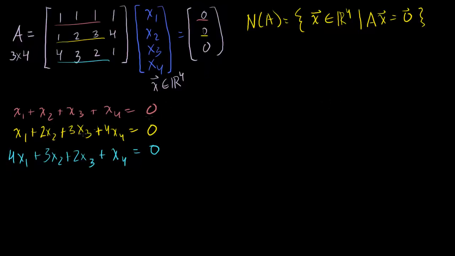Now, we've figured out the solution set to a system of equations like this. We have 3 equations with 4 unknowns. And we can do that. We can represent this by an augmented matrix and then put that in reduced row echelon form. So let's do that. So I can represent this problem as the augmented matrix with rows 1, 1, 1, 1; 1, 2, 3, 4; and 4, 3, 2, 1. And then I augment that with the 0 vector.